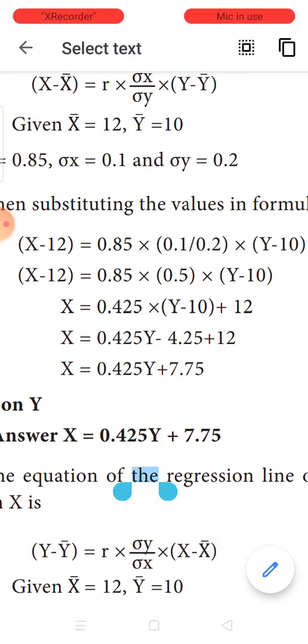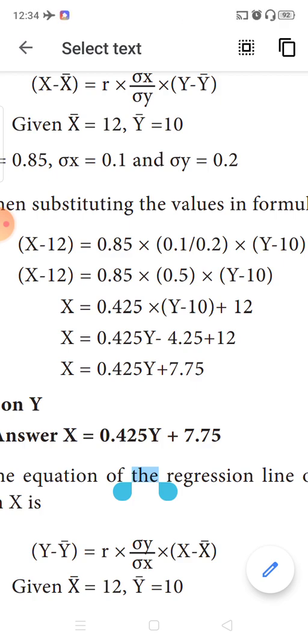Substitute it here: the value of r is given to be 0.85, into sigma x, the value of sigma x is given to be 0.1. Sigma y is given to be 0.2. So 0.1 divided by 0.2, into y minus y bar. Y minus y bar, you do not know the value because you are going to find the equation only. So just write the variable y minus 10.